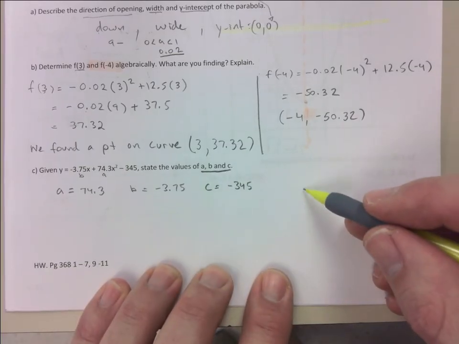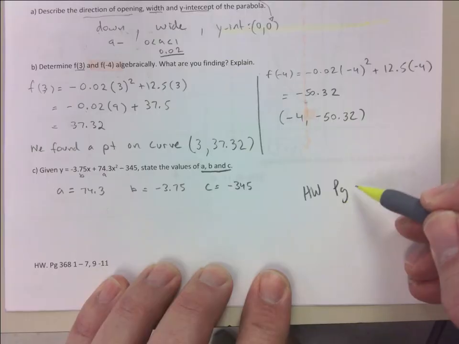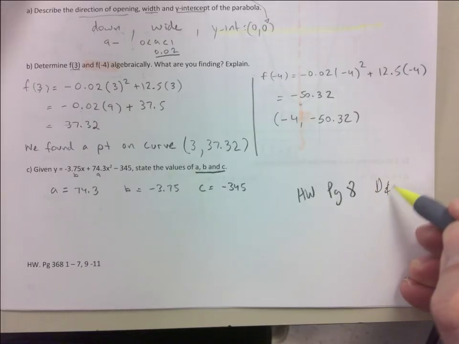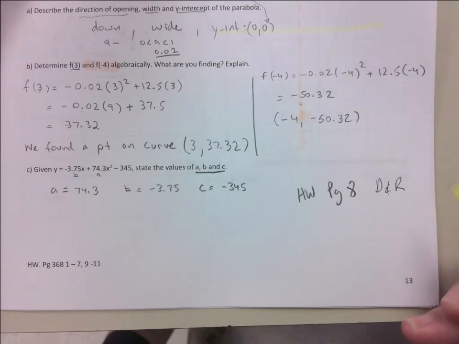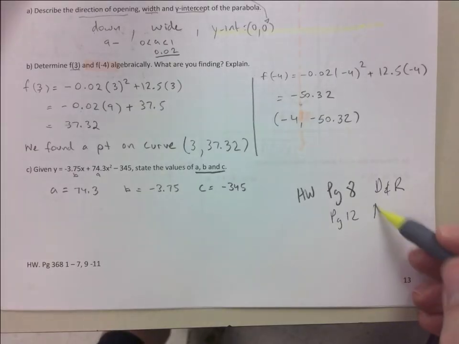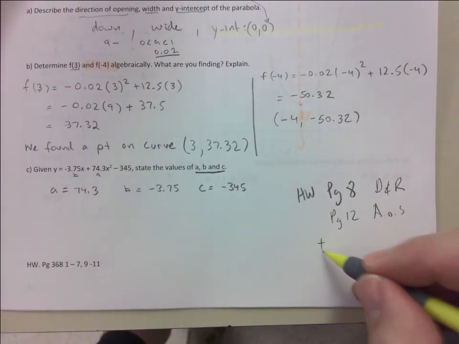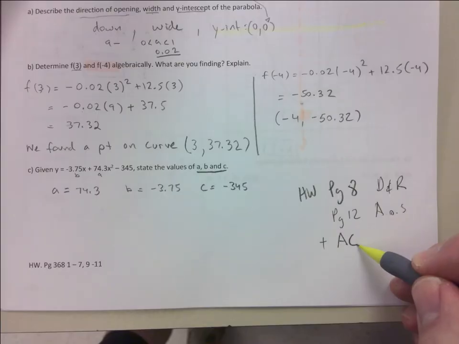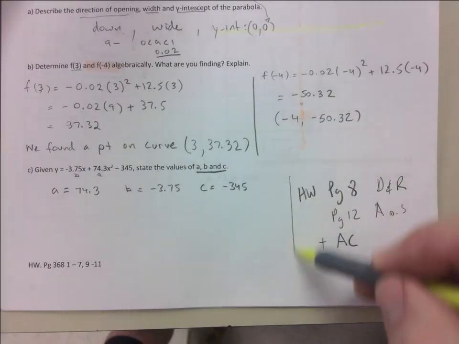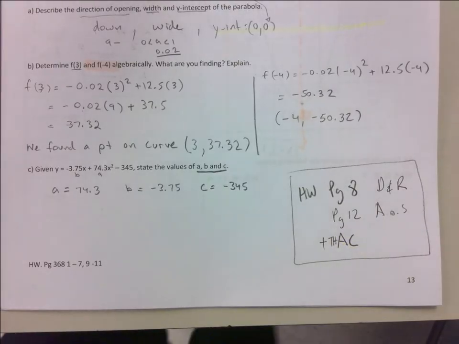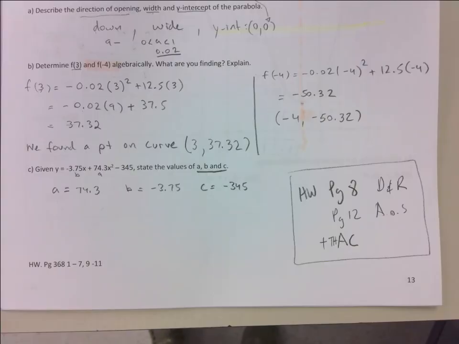Okay, so your homework is page 8, right? Is that where the domain and range is found? Domain and range. I think page 12, there were a few questions on axis of symmetry. And I know you're not going to like me, but I'm also going to give you an AC that is very similar to the one you got over the weekend. Okay? I call these take-home ACs. Okay? Now it's a magical Monday, right?